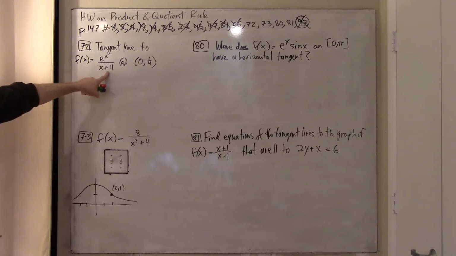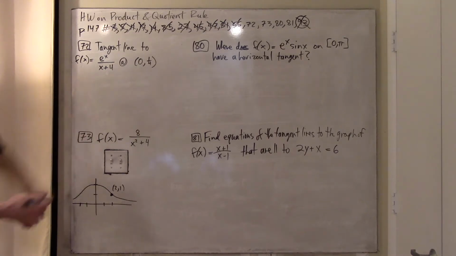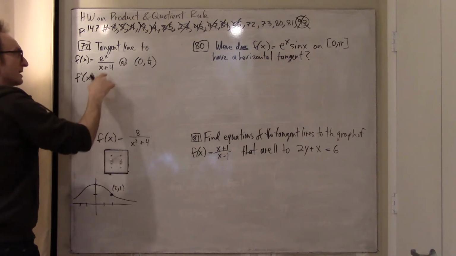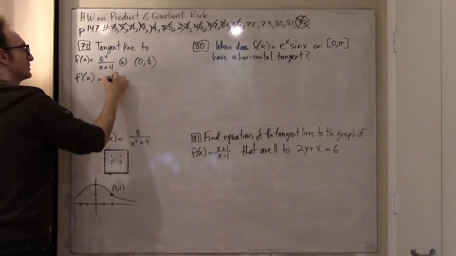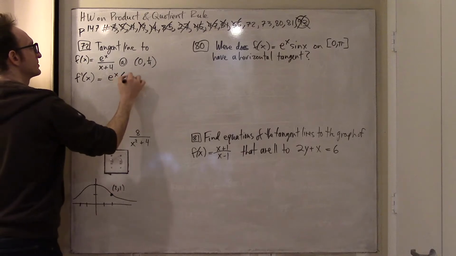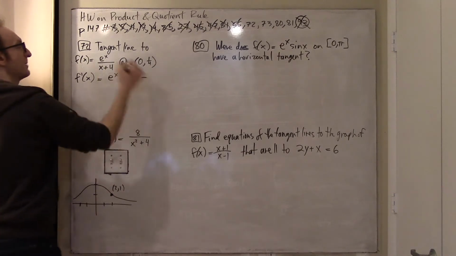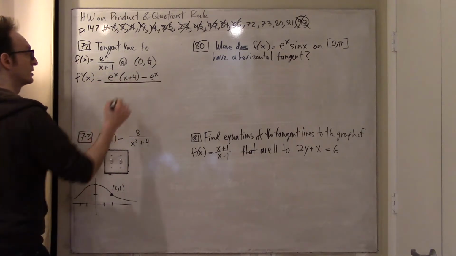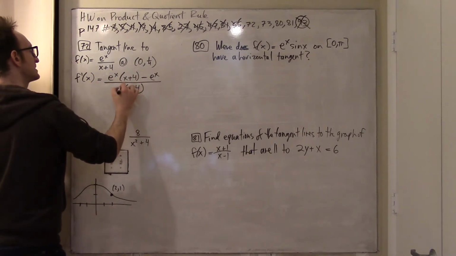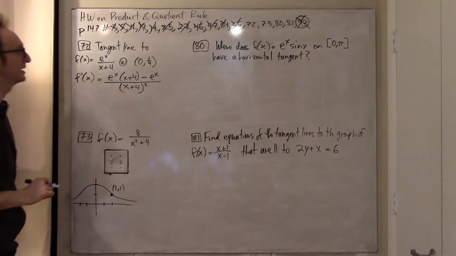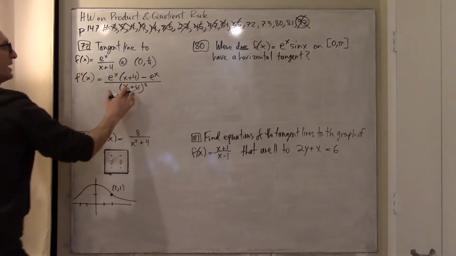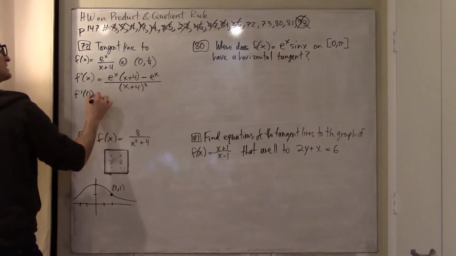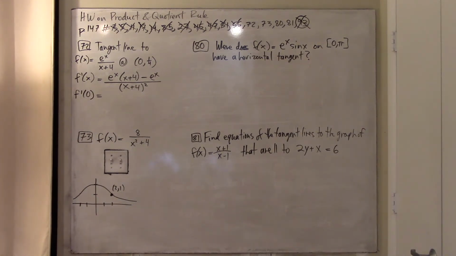Alright, so I just need to differentiate this function. That's easily done with the quotient rule. So the quotient rule says that you take the derivative of the top, which is e to the x, times the bottom, x plus 4, minus the top times the derivative of the bottom, which is just 1, all over the bottom squared. And so I just get this kind of gross formula. Well, okay, whatever. I'm not even going to simplify it because I'm about to just plug in 0, since it's specifically the derivative at 0 that I'm interested in.